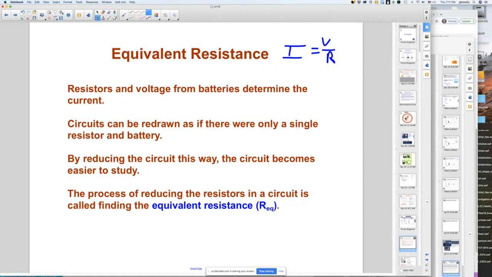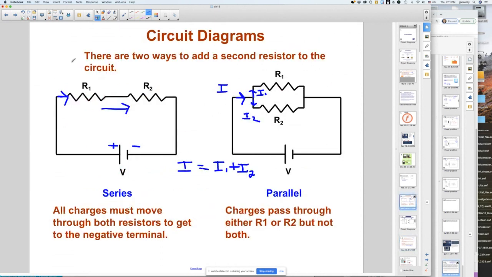So in some simple circuits, you can find the equivalent resistance of all the resistors, the equivalent resistance, R equivalent. You can replace the two series resistors with just one, which is equivalent to these, or the two parallel resistors with one, which is equivalent to these.